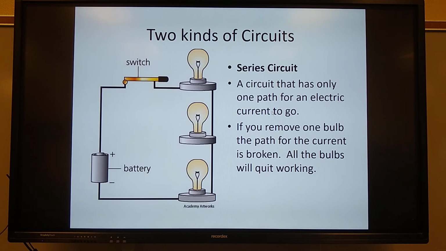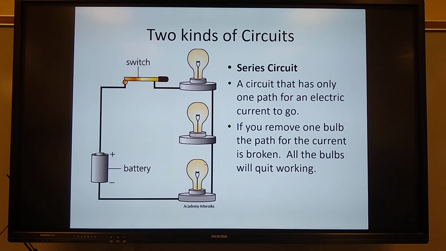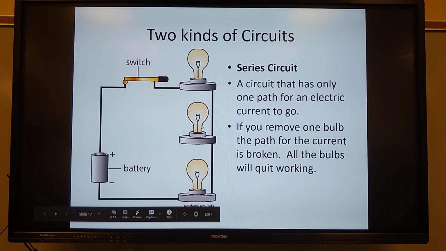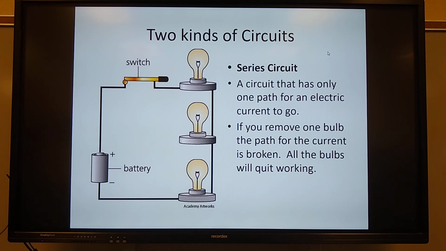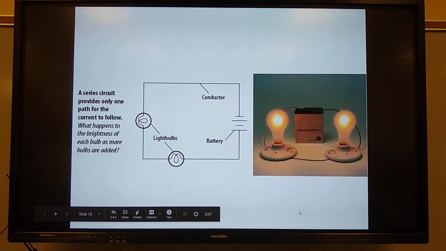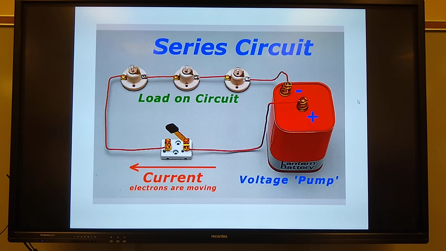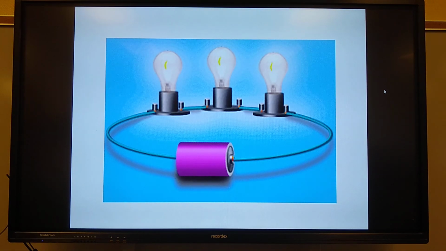So here you see a good picture of a series circuit. The electricity only has one path to flow. Just one. So anywhere along this path, if you take off one of these light bulbs, it'll stop working because it only has one path. And if you open up that circuit anywhere, it will stop working. Here's an example of a series circuit. And here's another example of a series circuit. And another example.